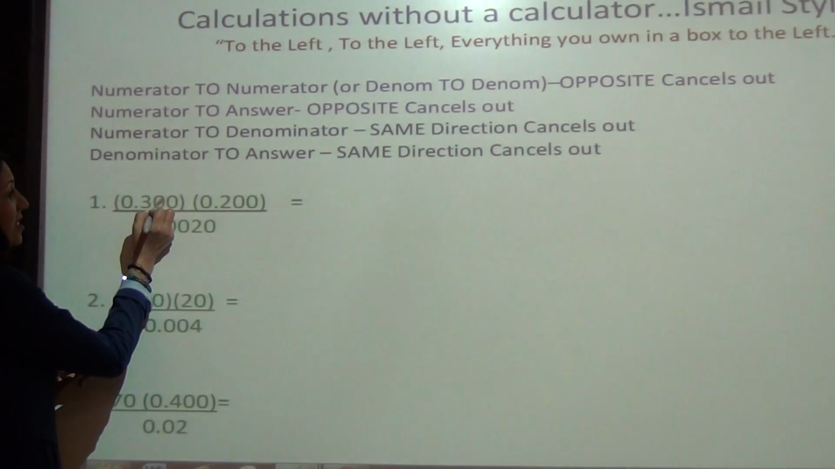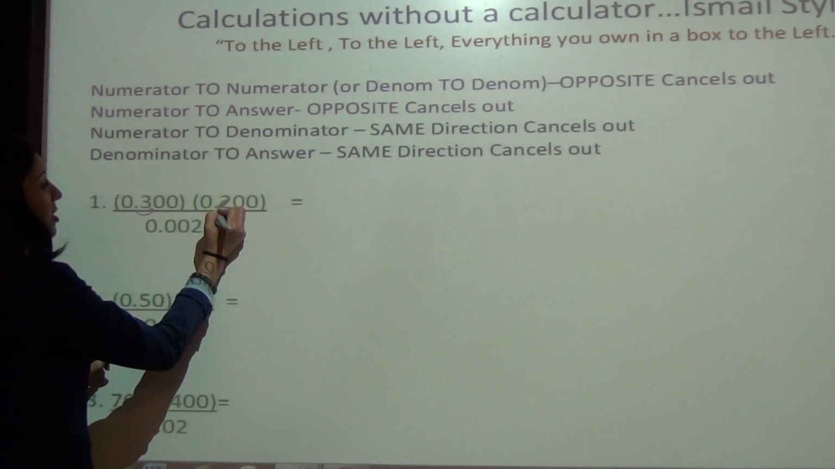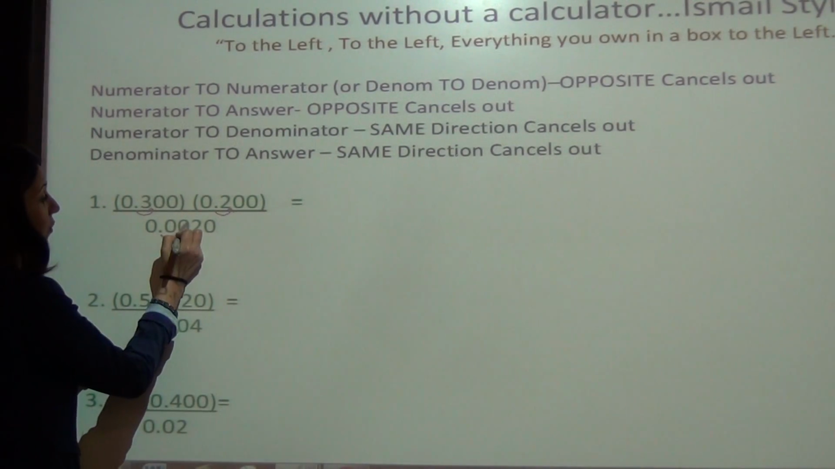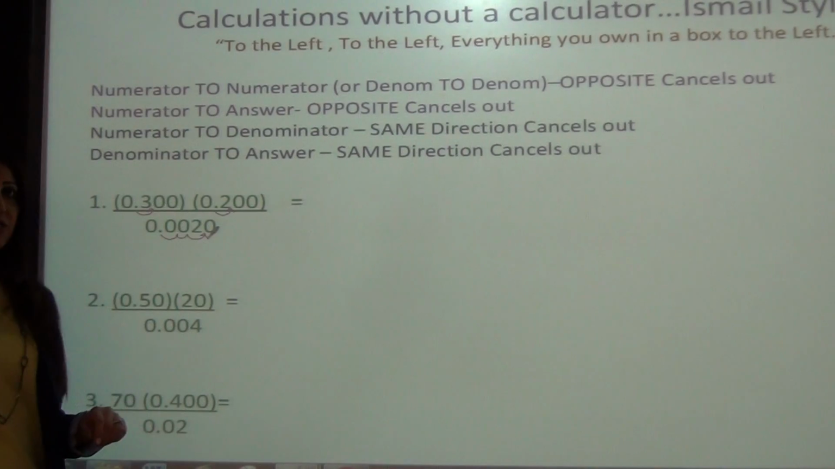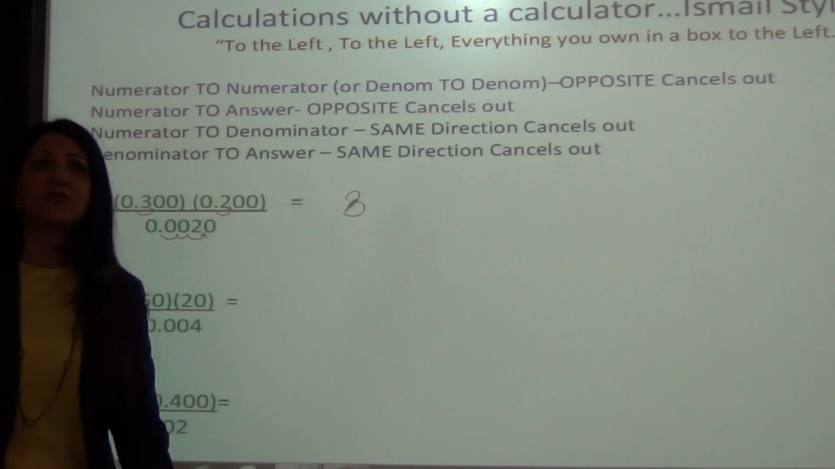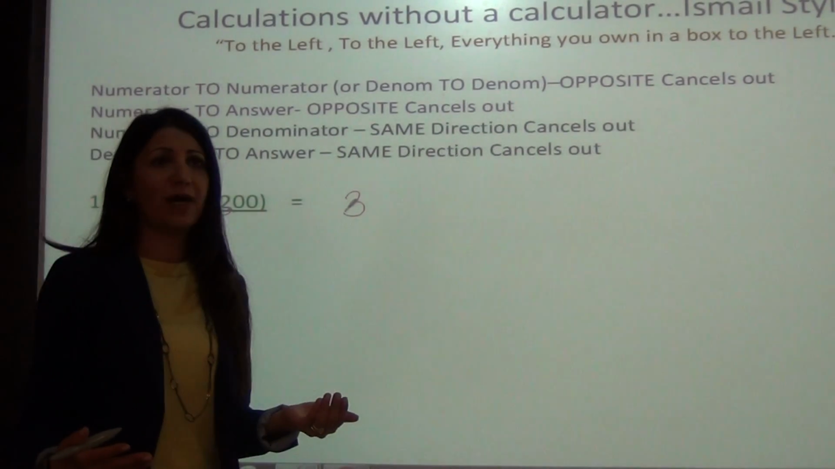So I'm going to shift this decimal this way to make that a 3. I'm going to shift this one that way to make that a 2. And I'm going to shift this one over 1, 2, 3 to make that a 2. And I know that this is equal to 3, so I'm just going to write a 3 down. That's my first step in solving this problem.